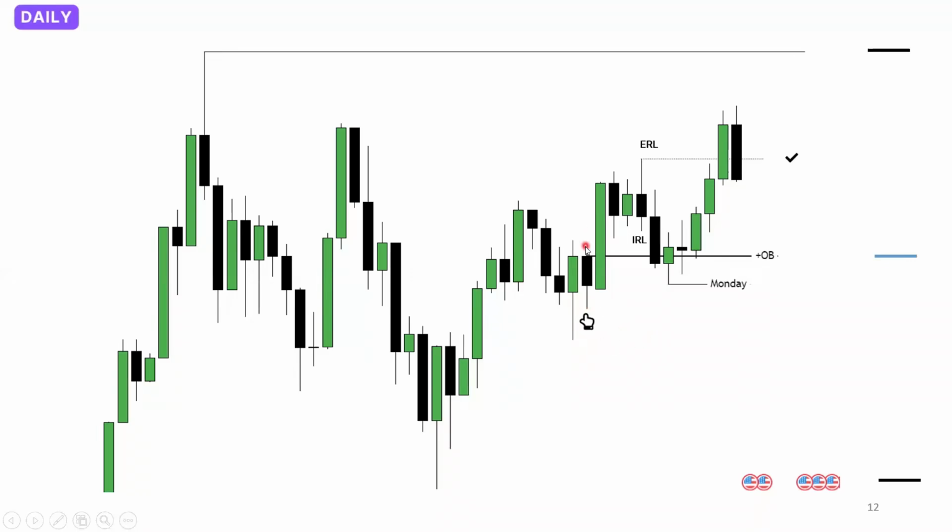But the first thing that jumps out at you is this order block here. Remember, this is what we are studying. This week here, we're studying Monday, Tuesday, Wednesday, Thursday, Friday. Now, imagine you don't have this information. The only information you have is this candle to this candle.